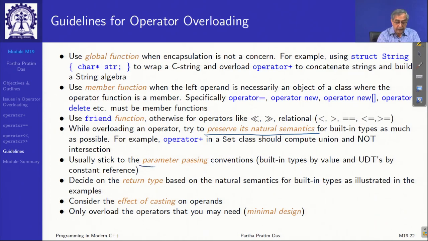Similarly, for parameter passing, follow the usual convention: pass the built-in types by value and the user defined types by constant reference. The return type will be decided based on whether you want to return a reference, if what you are returning is an existing object like cout, or whether you will return by value because it did not exist and you are creating it, like in operator plus for complex, and so on. So, based on that, choose the return type appropriately. You should consider the effect of casting as well. We will look at this more when we deal with casting operators.